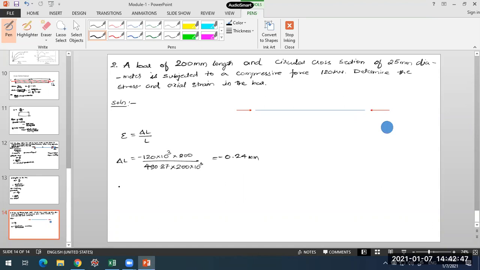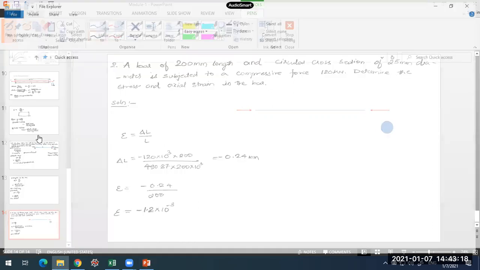Now strain, if I require, it will be minus 0.24 divided by 200 mm. So someone gave this answer, 1.2 into 10 raised to minus 3. That is the strain. This negative sign will tell you that it is a reduction in the length, or it is reducing.